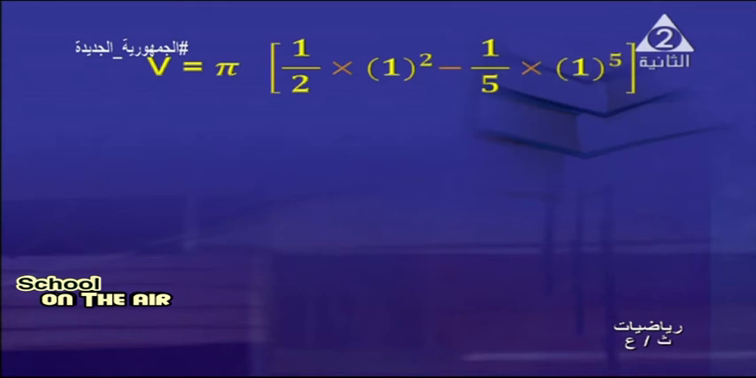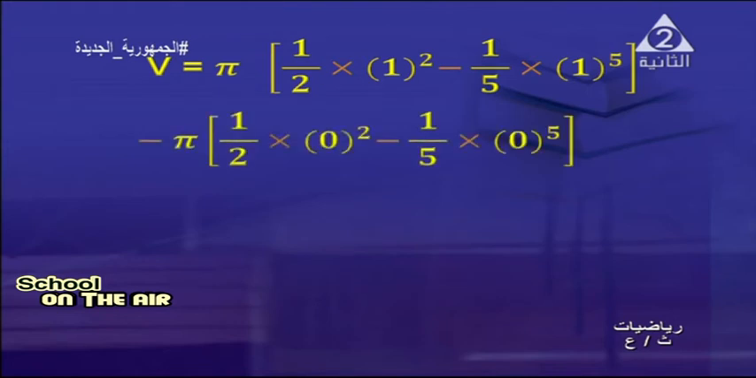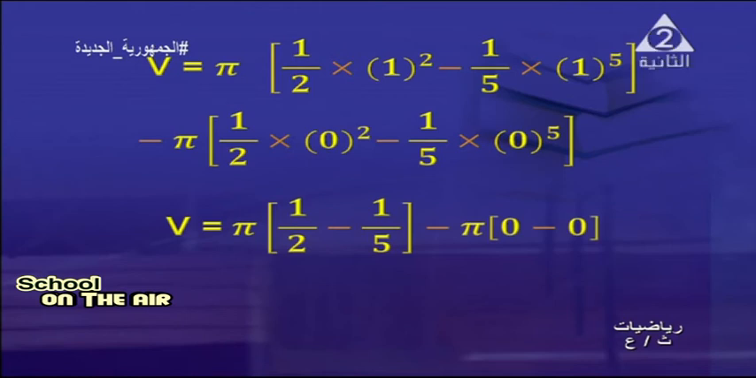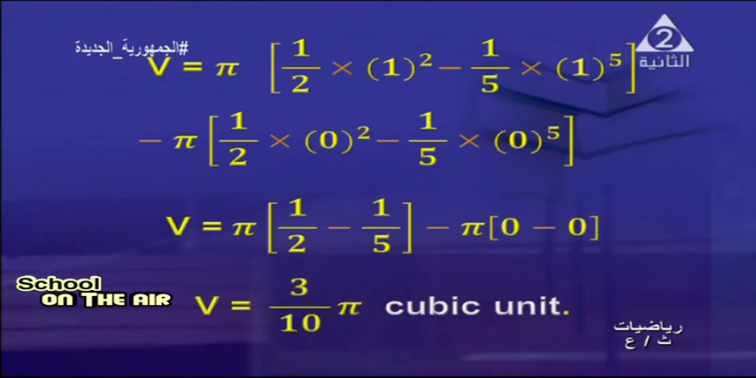V equals pi multiplied by the bracket half times 1 power 2 minus 1 over 5 times 1 power 5, minus pi times the bracket half times 0 power 2 minus 1 over 5 times 0 power 5. The volume equals pi times half minus 1 over 5 minus pi times 0 minus 0. Then V equals 3 over 10 pi cubic unit.